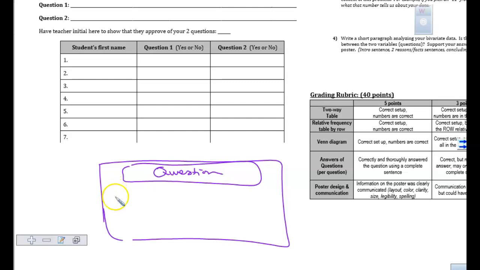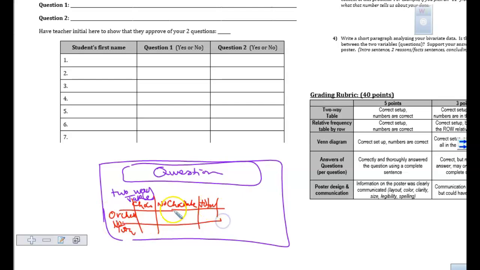I am then going to have a two-way table, okay? What does my two-way table look like? And so I'm going to do this today after I've surveyed my 15 people. I'm going to start making this two-way table, and I'm going to put chocolate, no chocolate, total. I am going to put over here, orchestra, no orchestra, and total. And I'm going to make that two-way table, right? So I'm going to make that in this spot, okay?